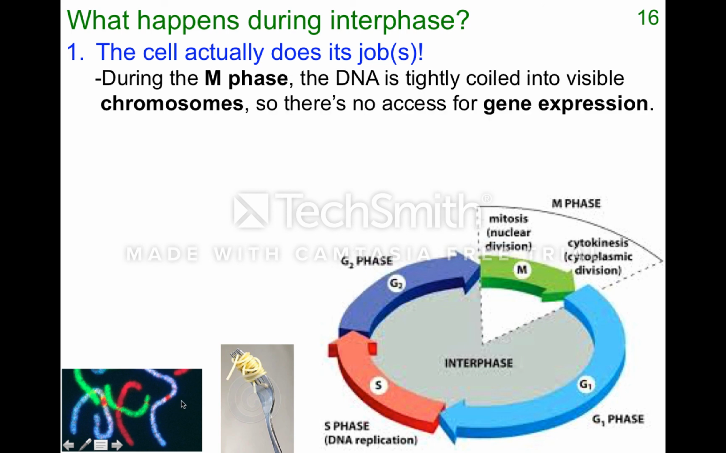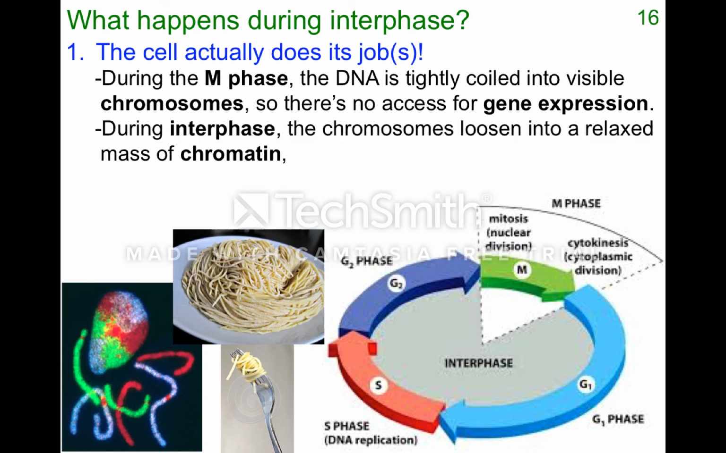So during the M phase, the DNA is so tightly coiled that you can't actually access the DNA to express the genes and make proteins. It's only during interphase when the chromosomes are fully loosened up. You see that this tightly wound chromosome is actually spread out across this wide area here, just like the spaghetti is loosely spread out here as well, right? So when it's relaxed into this massive unwound chromatin, that's when gene expression can actually happen.